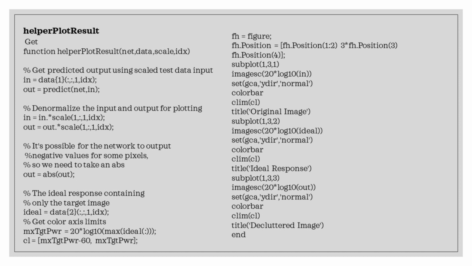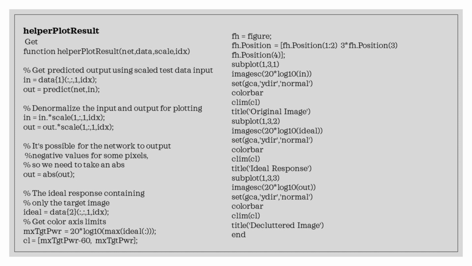The ideal response containing only the target image. ideal equals data{2}(:,:,1,IDX). This line retrieves the ideal response, the target image, from the data stored in the cell array data. The ideal response is stored in the second element, data{2}, of the cell array, corresponding to the target images.